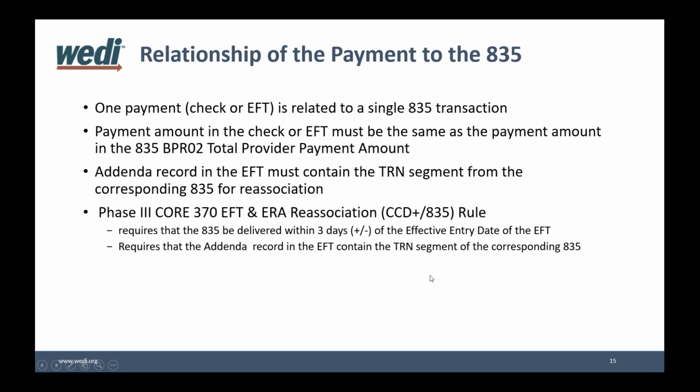Phase 3 CORE 370 EFT and ERA reassociation rules require that the 835 be delivered within 3 days before or after the effective entry date of the EFT. The rule also requires that the addenda record in the EFT contain the TRN segment of the corresponding 835. So that's a high-level description of the 835 and the CCD Plus. And now we'll turn over to Pat to give you some more information about balancing.